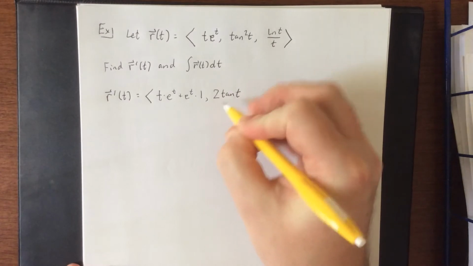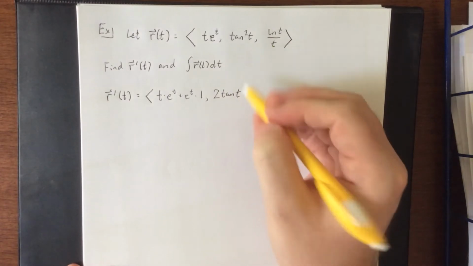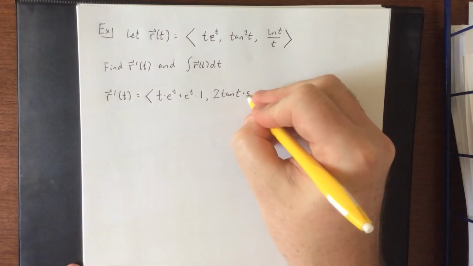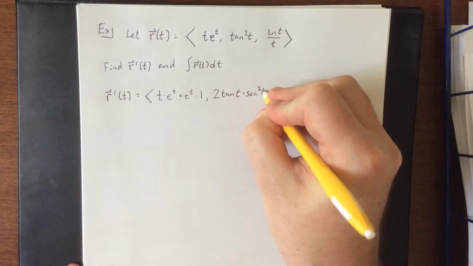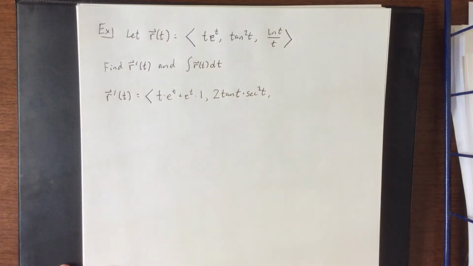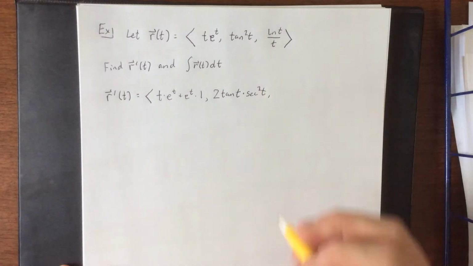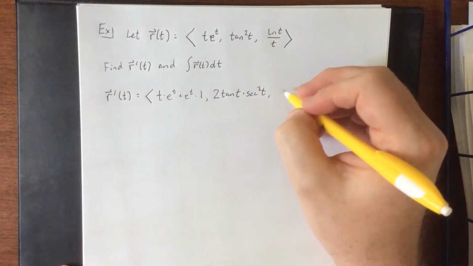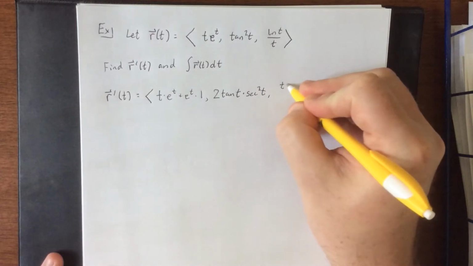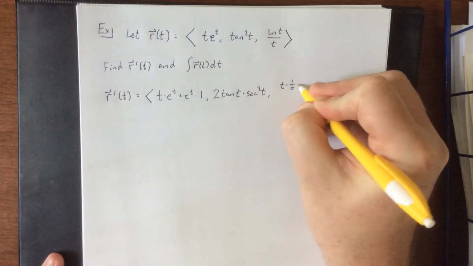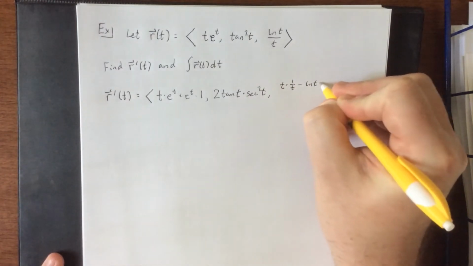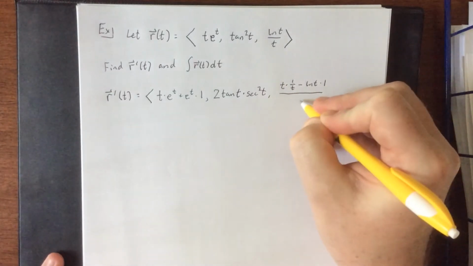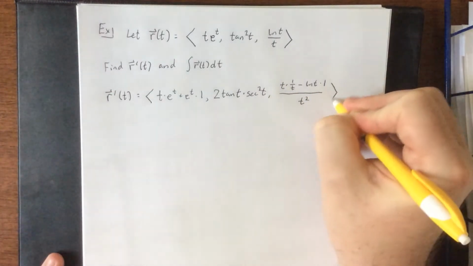So the power rule says 2 times whatever that thing was to the first power, and then multiply by the derivative of whatever was on the inside function, in this case being the tangent of t. And in our third case, we're going to see the quotient rule. Quotient rule is low d high, less high d low, over the square of what's below.